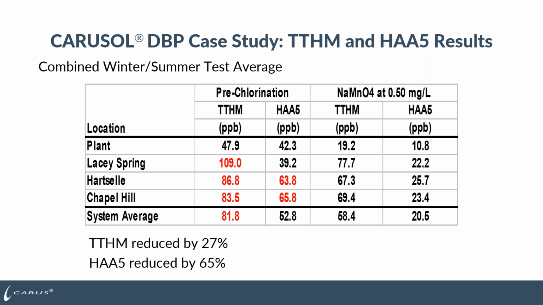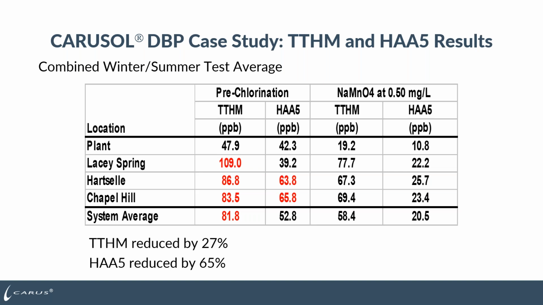With pre-chlorination on, they would have had several sites that had failed. The reason they ran this test was because they had sites that had failed the locational running annual average. You can see some of them are just barely over, at 86 and 83 over 80, and 63 and 65 over the 60 parts per billion.